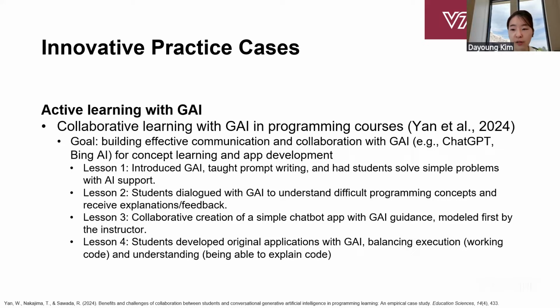In their app development, they were required to consider the balance between execution and understanding. This means ensuring that the code works well, and at the same time, students can understand how it works. So this is one example: students collaborated with AI and communicated with AI in programming courses.